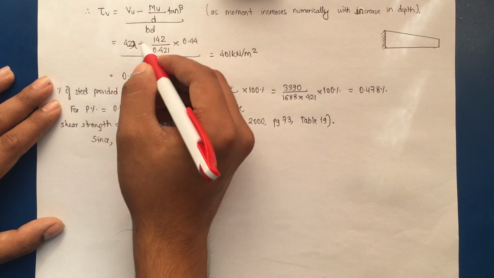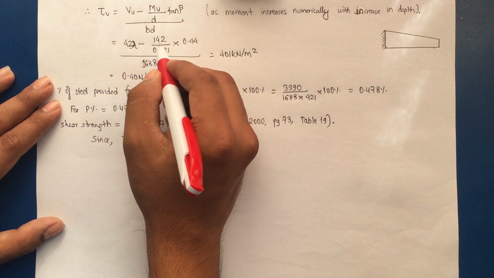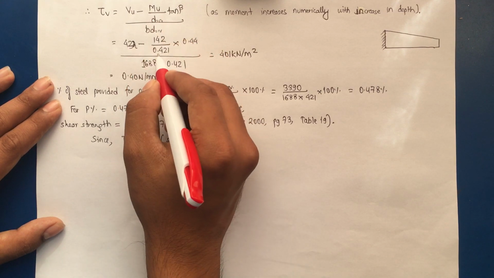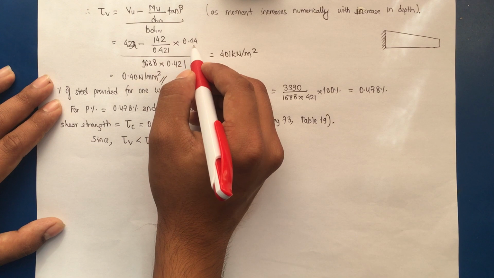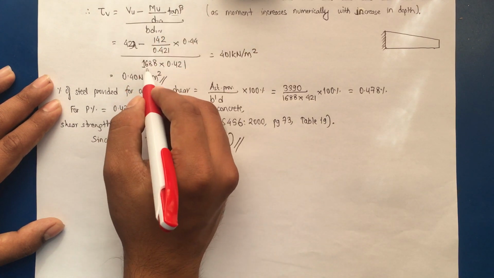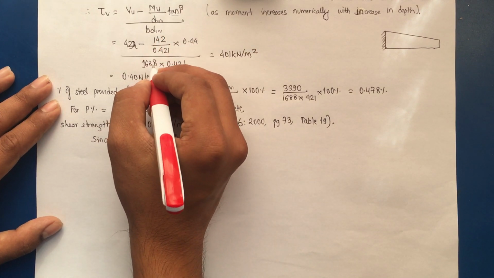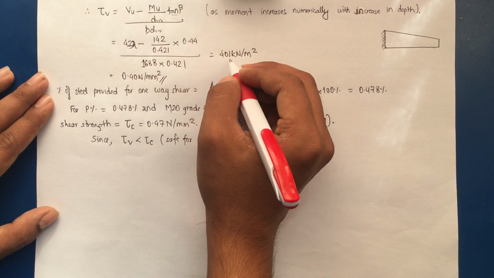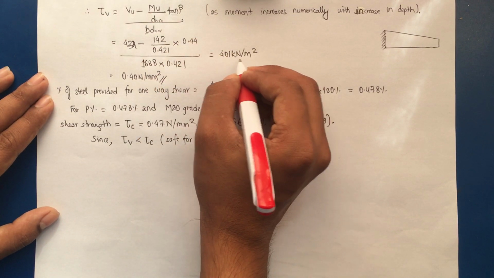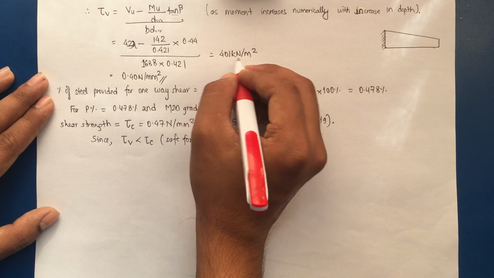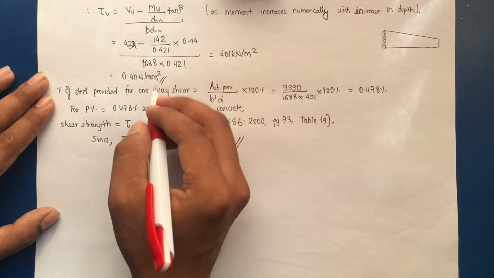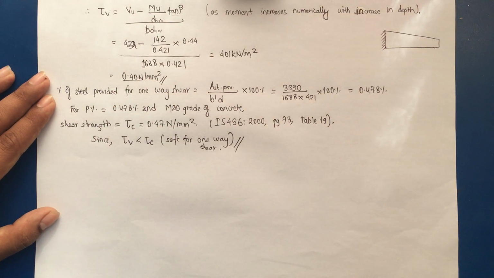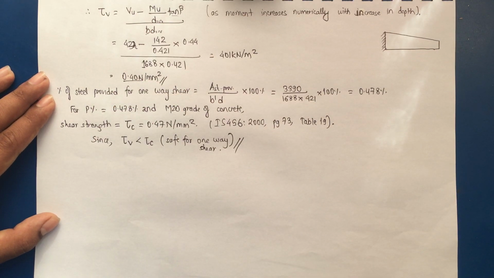V is 432 minus MU is 142 divided by d, 0.421 into 0.44 tan beta, divided by 1688, that is the resisting width, into 0.421, so this comes as 401 kilonewton per meter square. And this is in terms of kilonewton per meter square. We have to convert this into newton per mm square, so this comes as 0.4 newton per mm square.